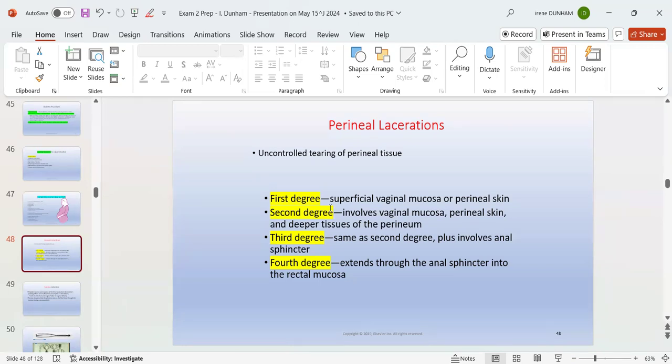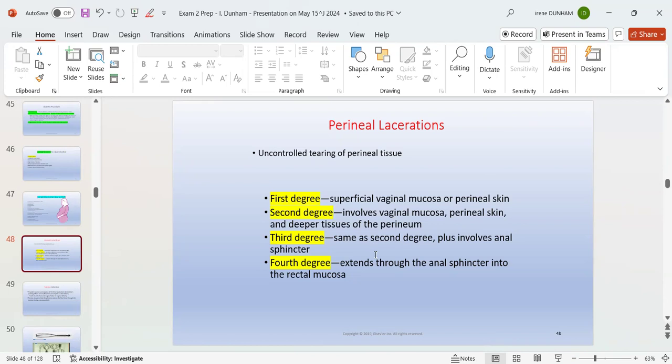So you got a second degree. Because remember, I'm cutting, okay? The third degree involves the vaginal mucosa, the perineal skin, the deeper tissues of the perineum, but now getting into the anal sphincter area, okay? Not good. And then the fourth degree extends through the anal sphincter into the rectal mucosa. It's like a C-section from below.